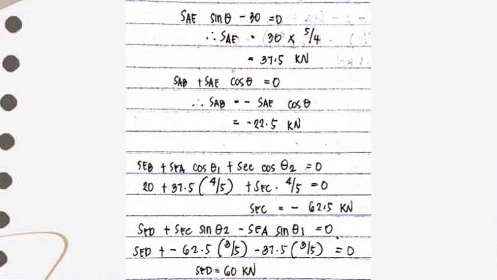For SED plus SEC sine theta 2 minus SEA sine theta 1 is equal to 0. SED plus negative 62.5 and the sin is 3 over 5, minus the SEA, which is 37.5, and copy the sin 3 over 5, so it equals 0. So cancel. So SED is equal to 60 kN.